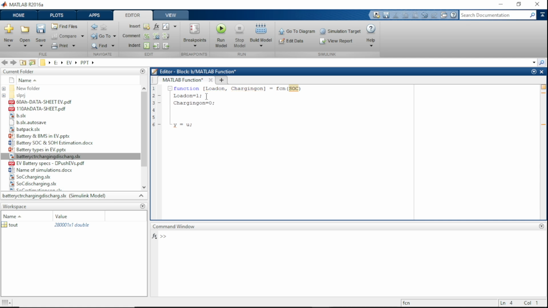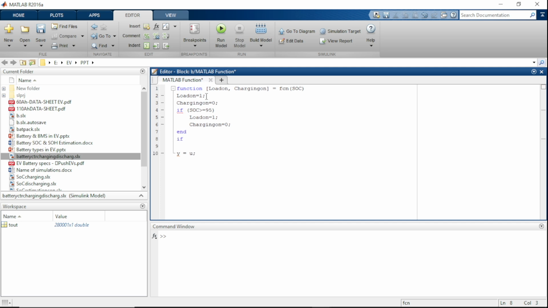Now the condition will start. First condition: if SOC is greater than or equal to 95%, then load on equals 1, so the load will be on, and charging on will be 0, meaning charging will be off, and this situation ends.